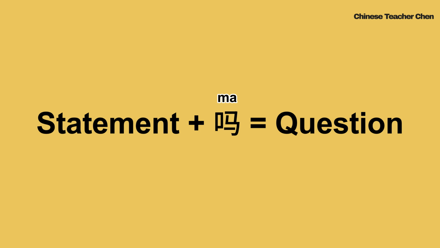It's incredibly simple. You don't need to change the word order or add any helping verbs. You just stick ma at the end. And the best part, ma works with almost any kind of sentence. Let's look at some examples.